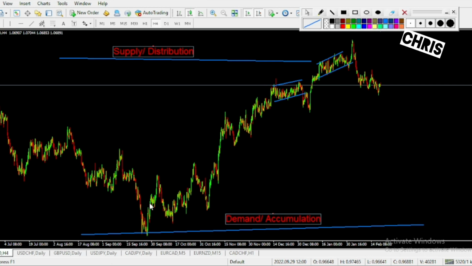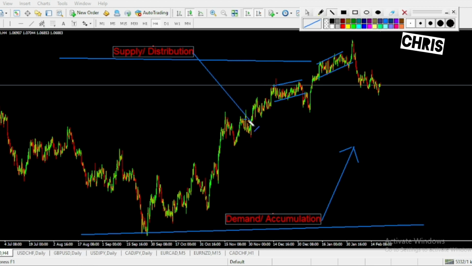So the demand is always down. When there is an area of demand, we expect the market to go up. When there is high supply or distribution, the market goes down. Okay, so the market moves in this direction.